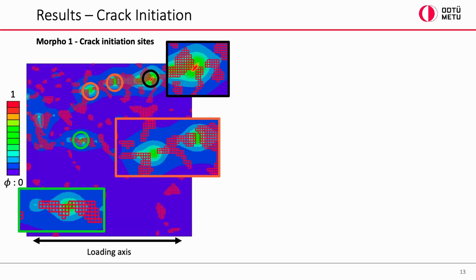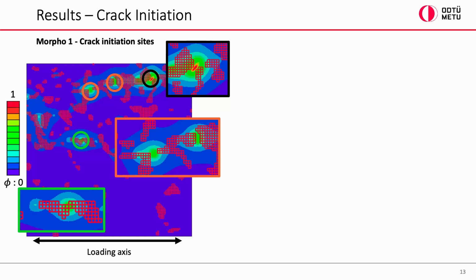So I will talk about the results. First, the crack initiation. This is the first morphology, by the way, and there are mainly 4 locations where the cracks initiate. Here I am plotting the phase field parameter from 0 to 1, and these red portions are martensite grains.